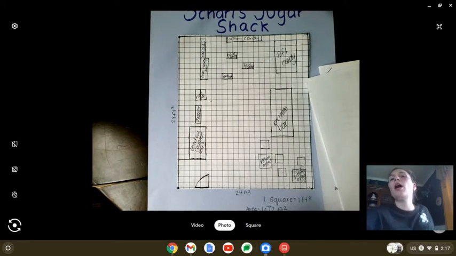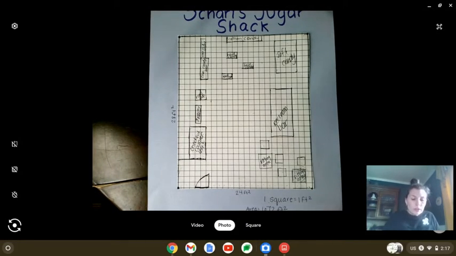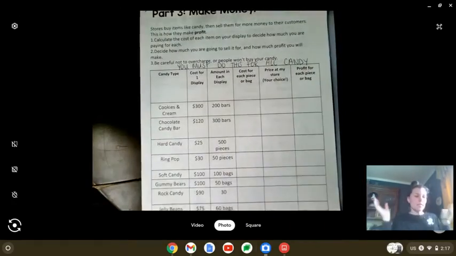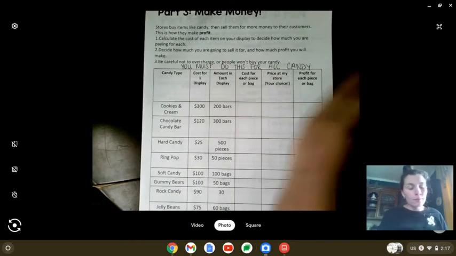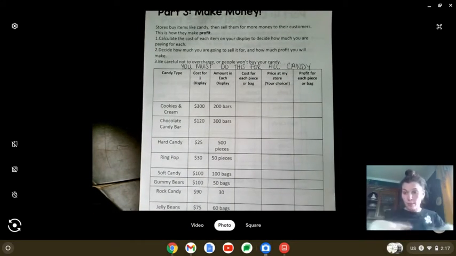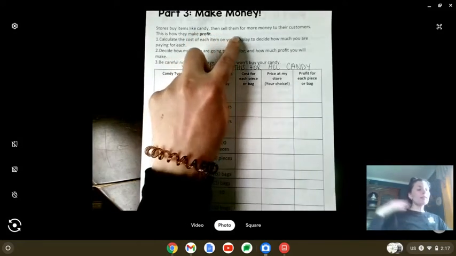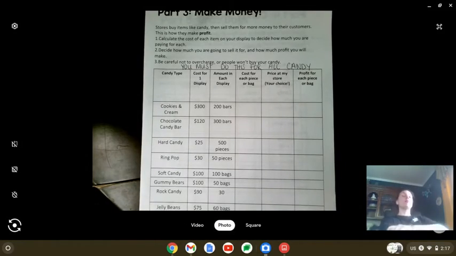We are going to start today working on part 3, okay? And part 3 is all about making that money. So when stores buy items like candy, they have to pay money to buy them. It doesn't fall out of the sky. And then they sell them to customers for more money. This is how they make a profit. So a profit is basically how much is earned. How much does that store make?